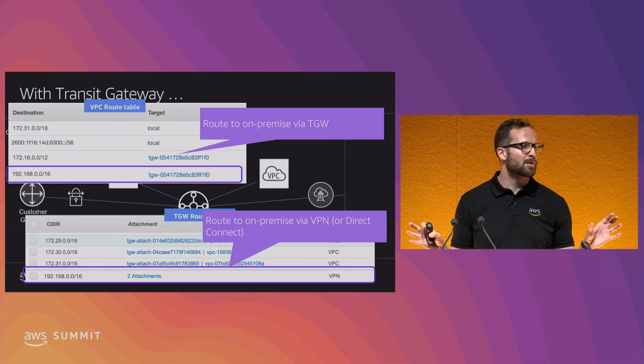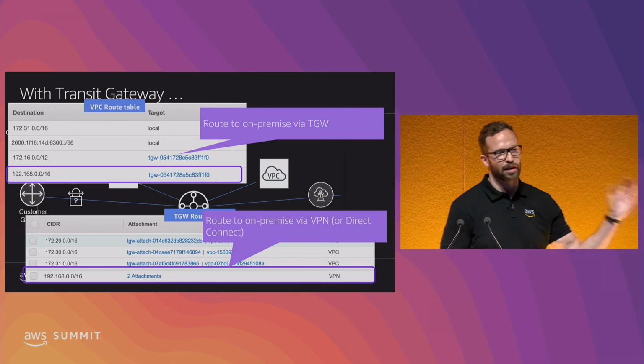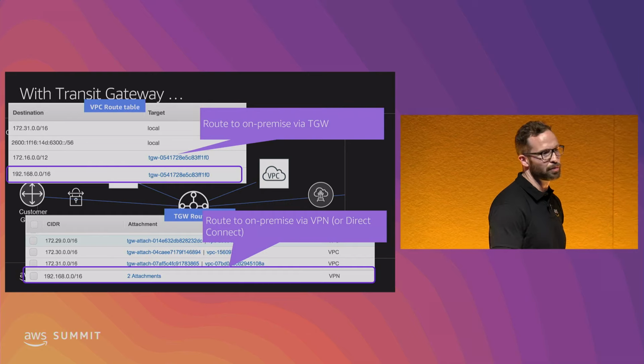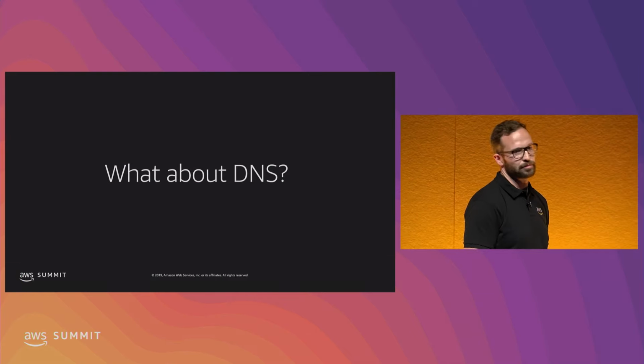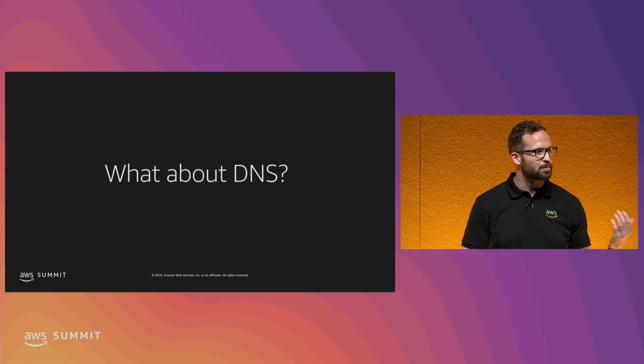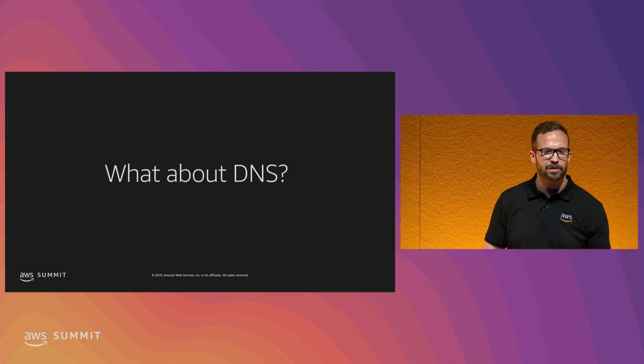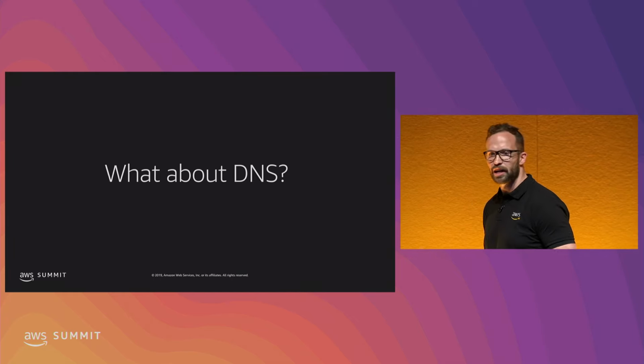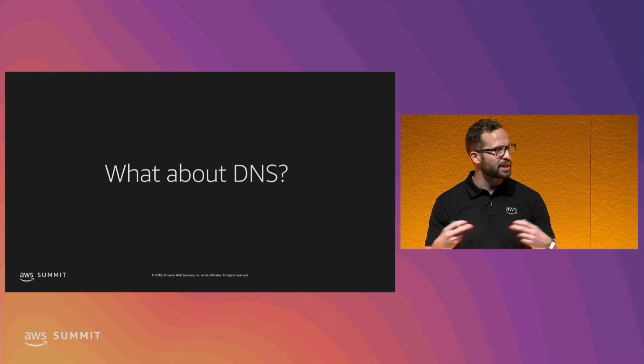So we've created a hybrid environment. We now have on-premise environment connected to AWS. But what about DNS? Typically, customers would have private domains, private zones deployed on-premise as well as on AWS, and they want to be able to resolve them no matter where they are.